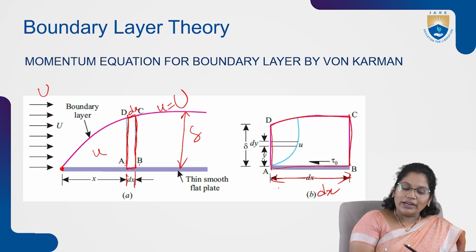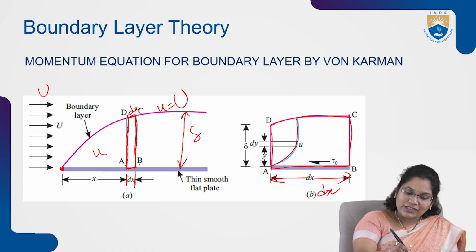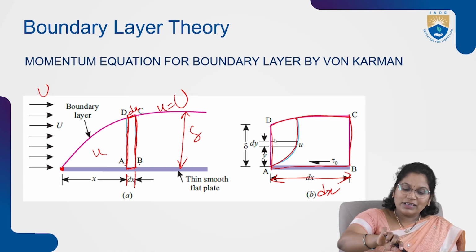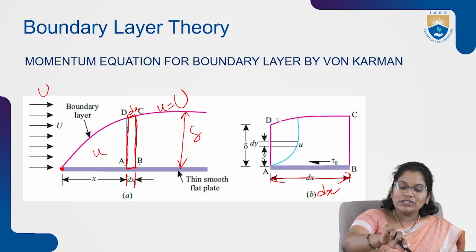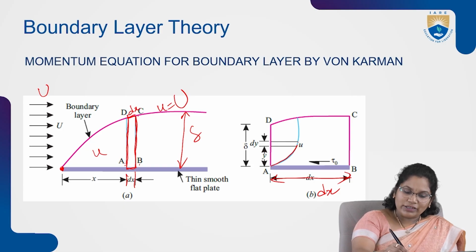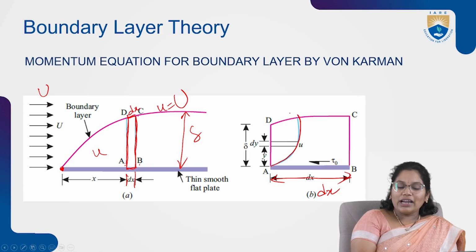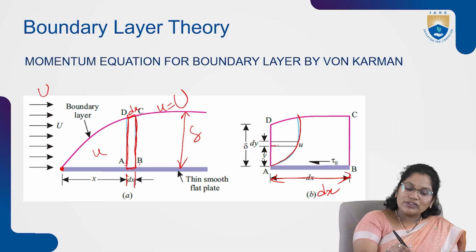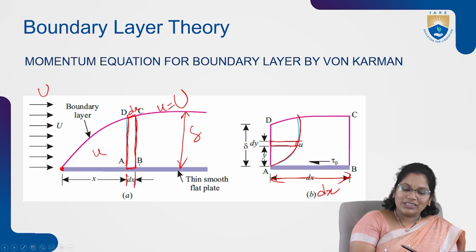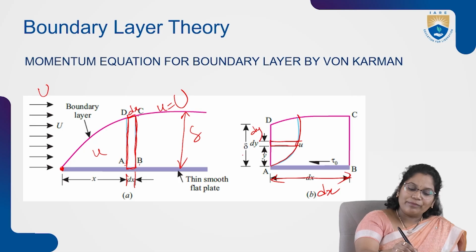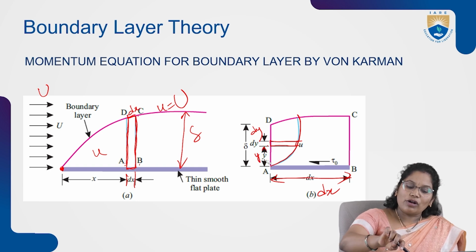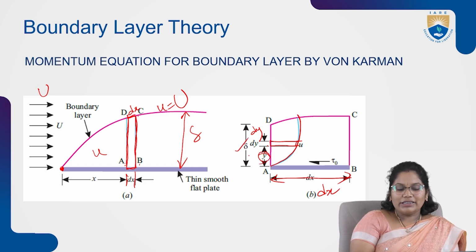On that, this is the velocity distribution. This blue one is the velocity distribution. In that velocity distribution, we are taking a small strip in the y direction, that is dy. And from the plate to the vertical distance of the strip is small y. Here is the boundary layer thickness, right?